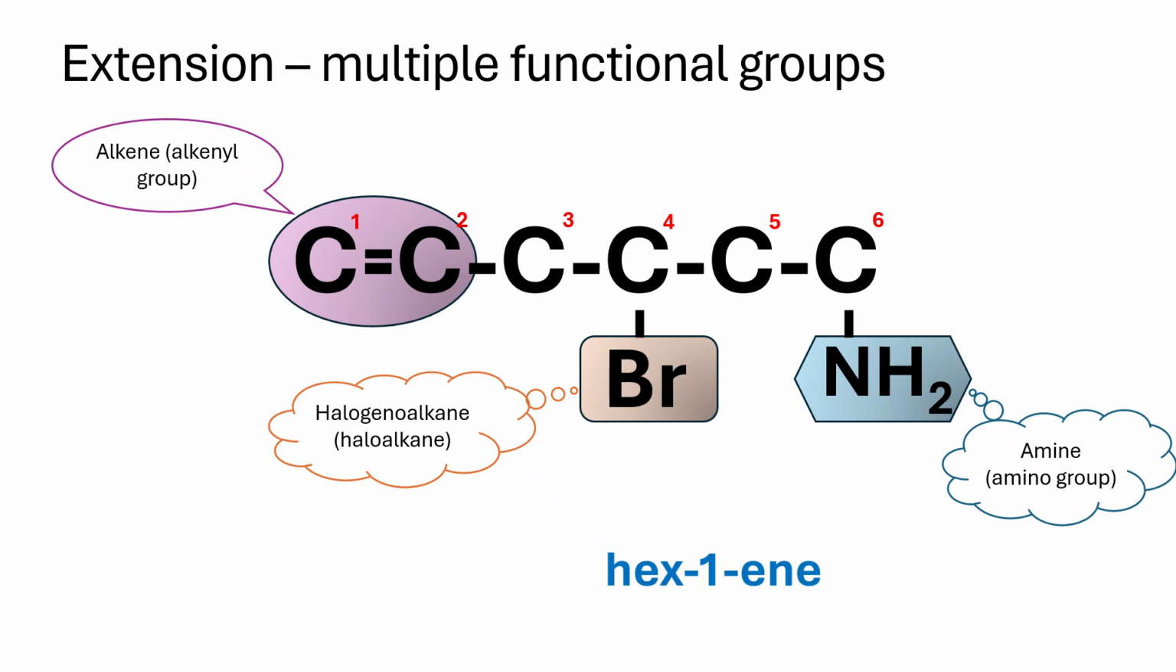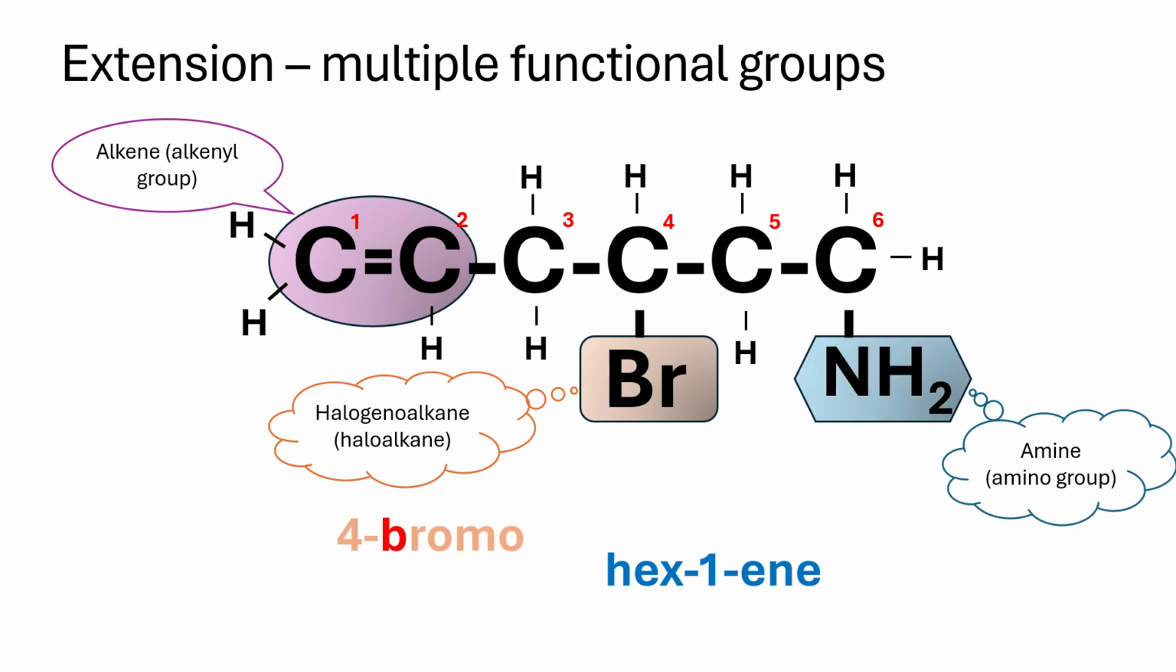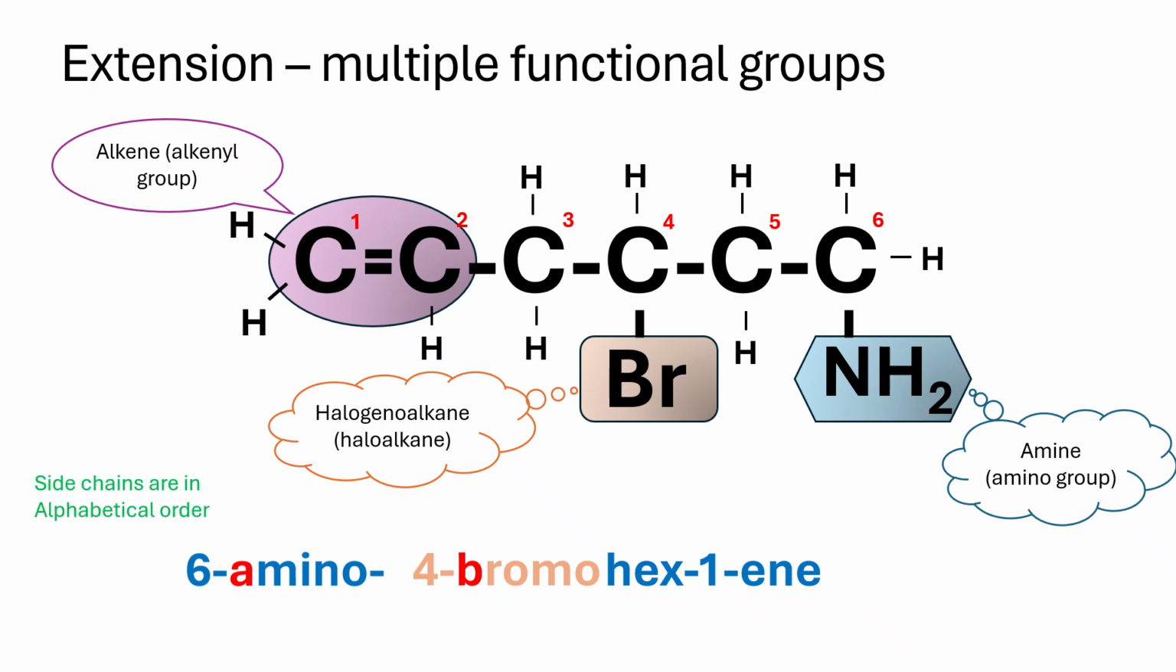So there's 1, 2, 3, 4, 5, 6 as a main chain. I won't do the hydrogens for now, so this is hex-1-ene. So at number 4, there is a bromine coming off. Actually, I'm going to do the hydrogens just to be a good model. So there's a bromine coming off 4, and amine, when it becomes the side chain, will have a prefix of amino coming off the 6th carbon. And remember, alphabetical order prioritization, so amino comes before bromo. So that is called 6-amino-4-bromohex-1-ene. How cool is it that you can name them all now?